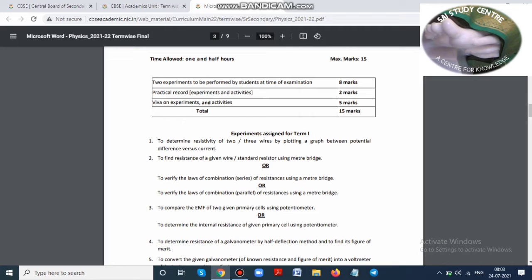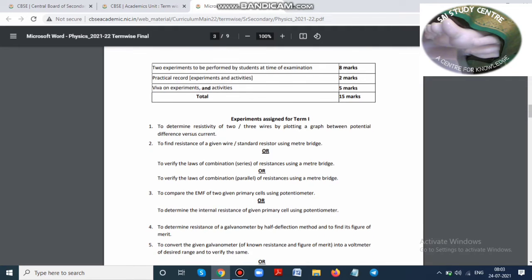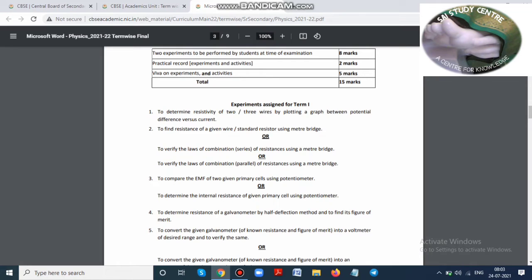The next one is using a given wire or standard resistor, find the resistance using a meter bridge. Or you can use a series combination and verify, or a parallel combination and verify. Among the three, any one you can do. And the third experiment is the EMF of two primary cells using the potentiometer, and the internal resistance.